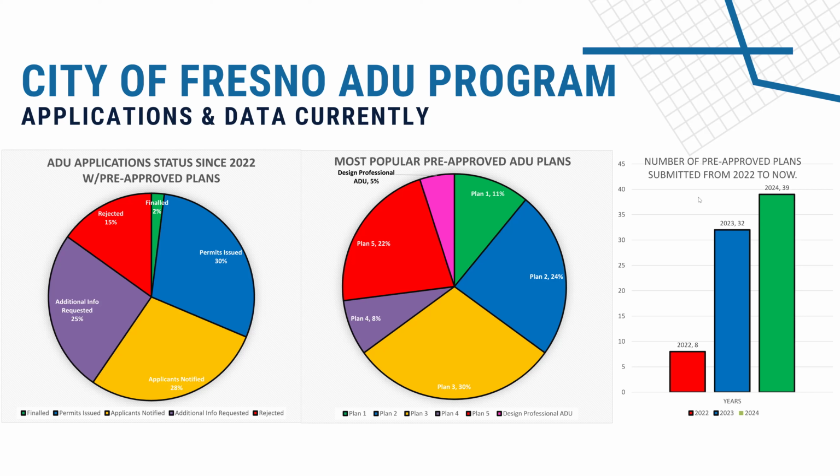So the number of pre-approved plans submitted from 2022 to now: in 2022, we had 8 applications for these pre-approved plans. 2023, we had 32. 9 months into 2024, we already got 39. So every year it's been increasing. Assuming by the end of this year, we'll probably be around 50 and change.